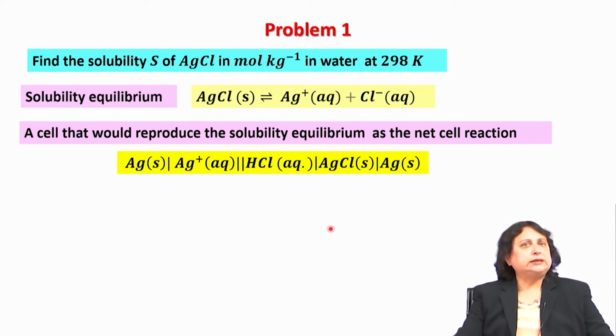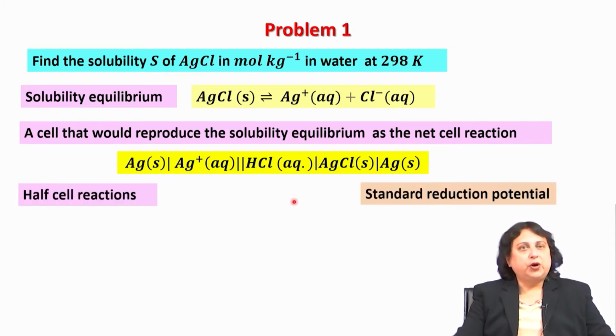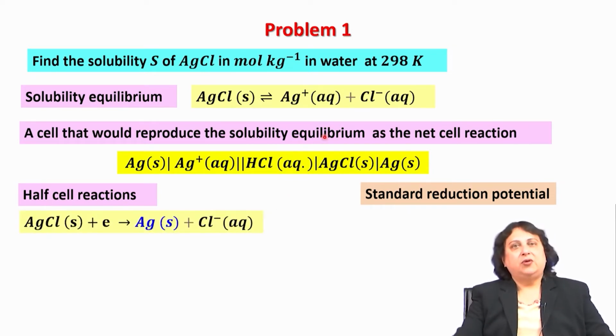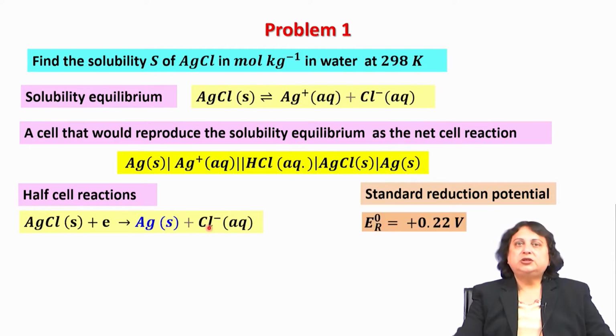Now, how do I know that this cell would reproduce my solubility equilibrium? Therefore, what I would do is check this by writing out the half cell reactions and the standard reduction potential. So, what you see is the half cell reaction for the electrode on the right, that is silver chloride solid taking up 1 mole of electron giving you 1 mole of silver solid and releasing 1 mole of chloride ion in the aqueous medium. So, the standard reduction potential of the electrode on the right is 0.22 volt.